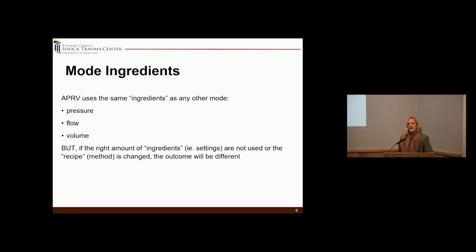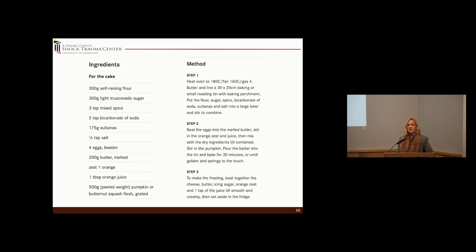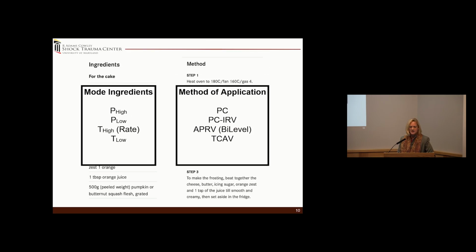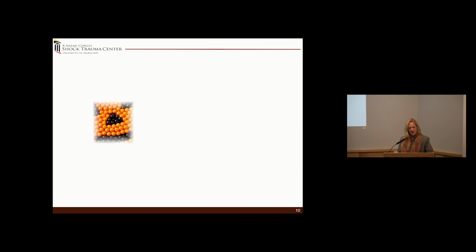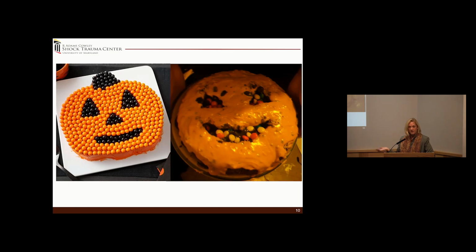We're going to use the analogy of making a Halloween cake. We're going to have the mode ingredients. Actually, APRV uses the same ingredients as any mode: pressure, flow, volume. It's just how you set it on the ventilator. But if the right amount of these ingredients is not used, the outcome can be vastly different. So here are our ingredients for the cake, and here's our method. What's similar is we have mode ingredients, or settings, and we have a method of application, or the actual way that you set this mode. If applied with one method, you may have a different outcome than when applied with the TCAV method.